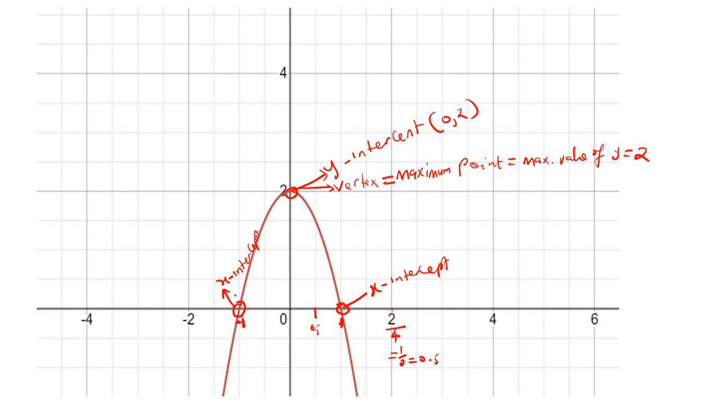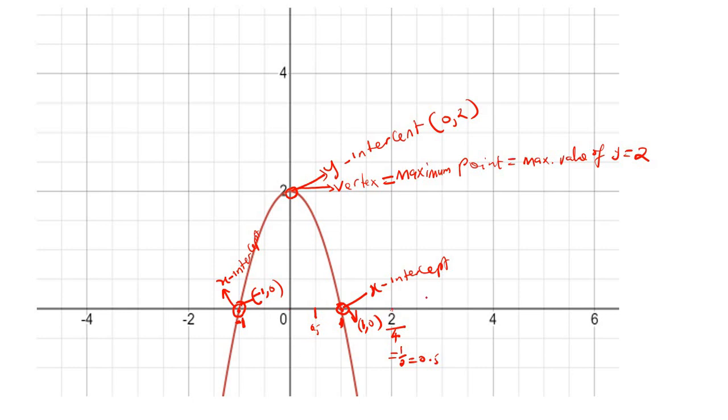So at this junction, the roots here: the coordinate I have at this root is minus 1, 0, and at this one I will have 1, 0. So that's the coordinate at each x-intercept. Remember, your y is 0. The value of x here is minus 1, and the value of x here is 1. So the root here is minus 1, and the root here is 1.